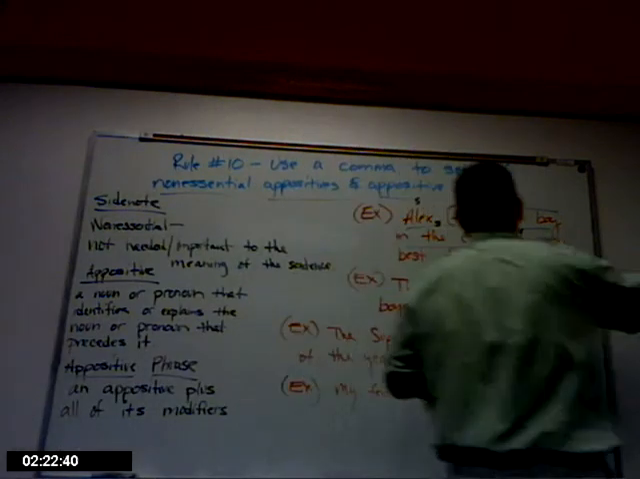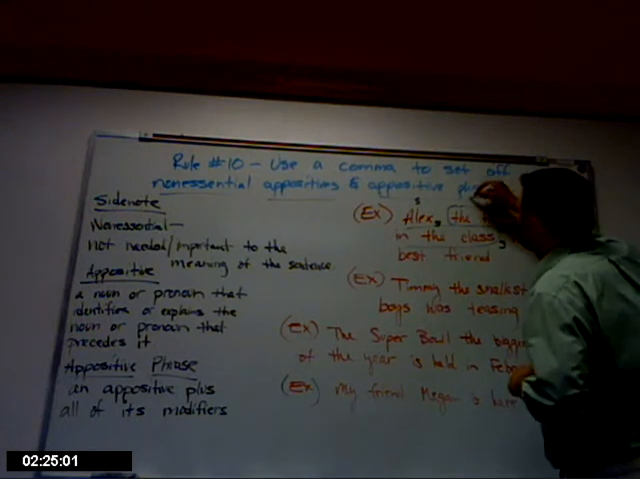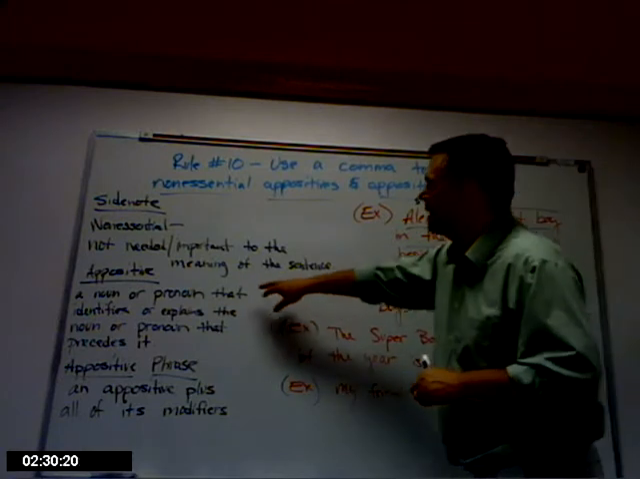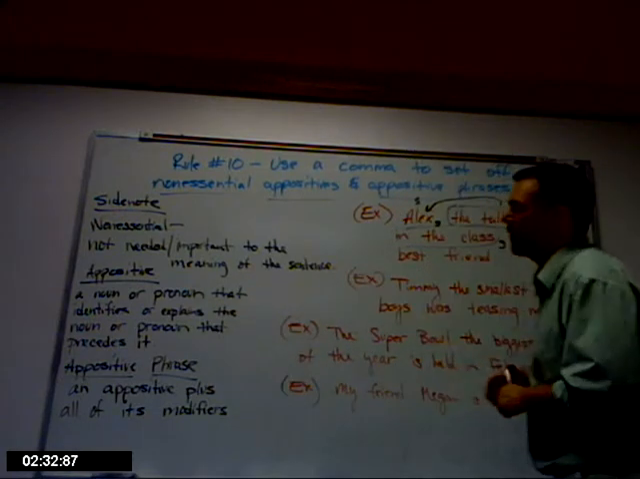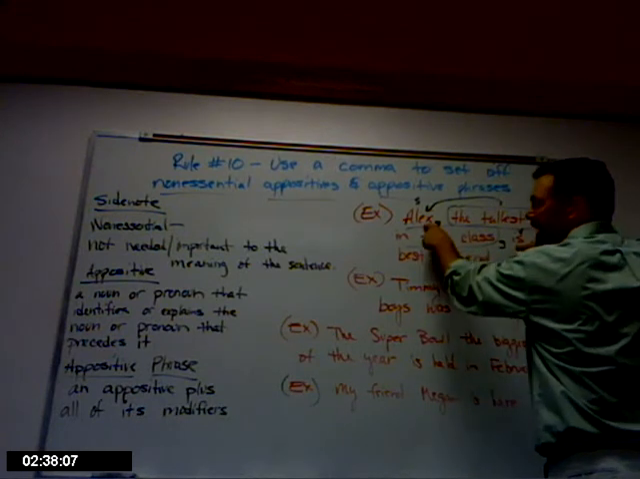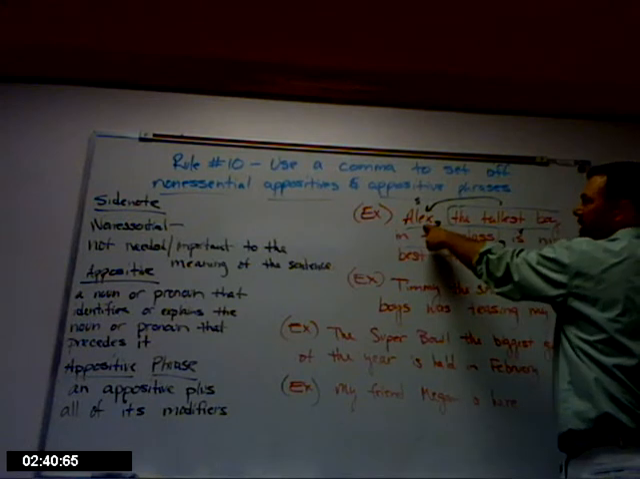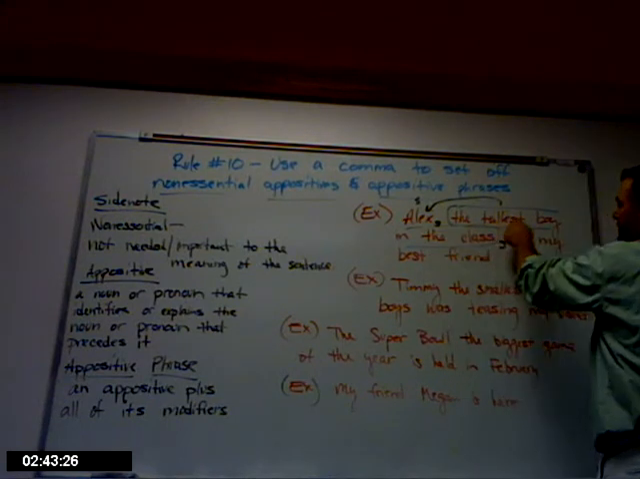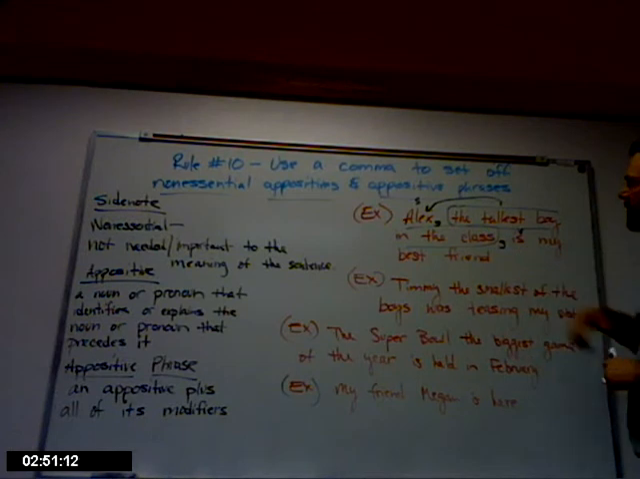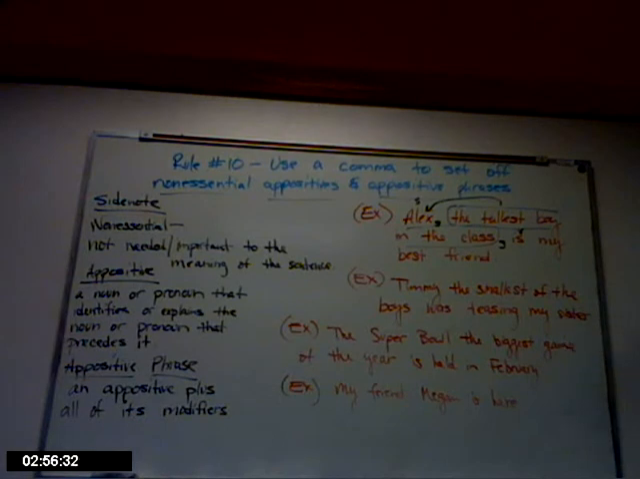The tallest boy in the class gives us more information about Alex. An appositive, a noun or pronoun that identifies or explains the noun or pronoun that precedes it. Alex precedes the tallest boy in the class. It just gives us extra information. The sentence is perfectly fine if we just said Alex is my best friend. It doesn't matter if Alex is tall, short, skinny, husky, doesn't matter. Alex is my best friend.